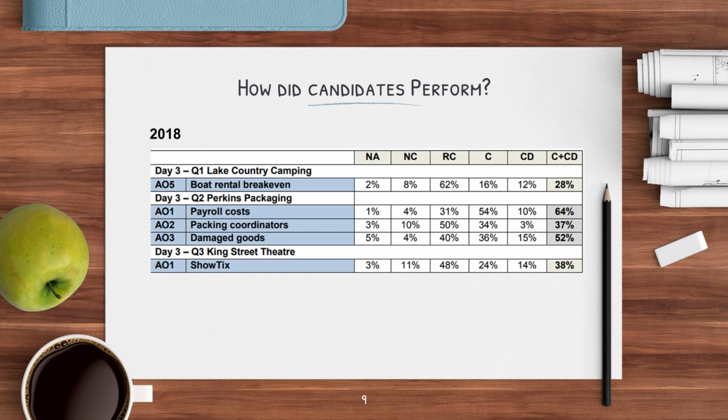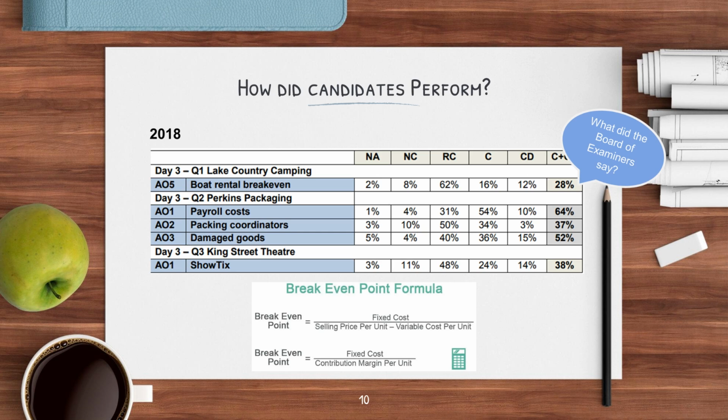In 2018, you could see how candidates again struggled to get depth on their day 3 case, especially when it came down to the break-even analysis. The break-even analysis is a very common topic that is tested for managerial accounting, so I recommend everyone to make sure they know how to calculate it. If you don't know the formula, I put it at the bottom of the slide so you can remember.